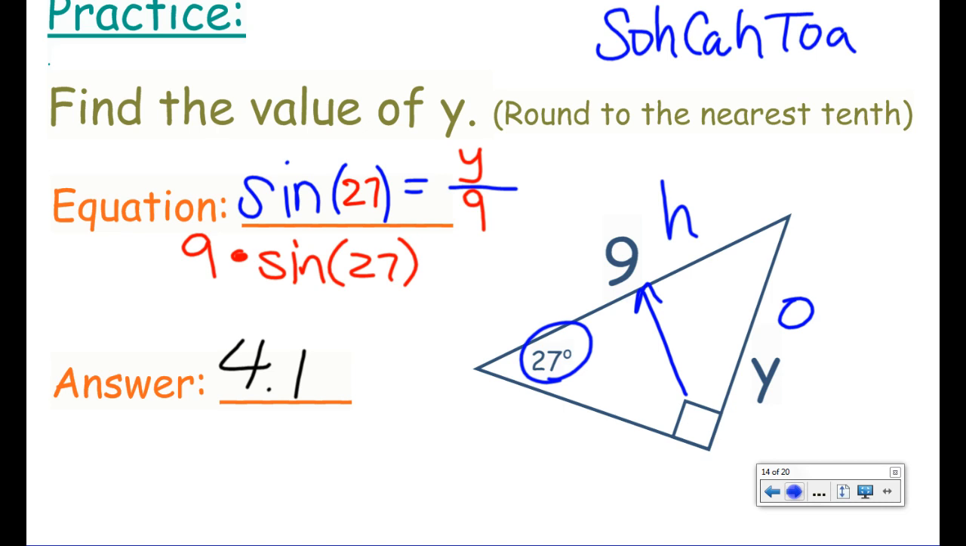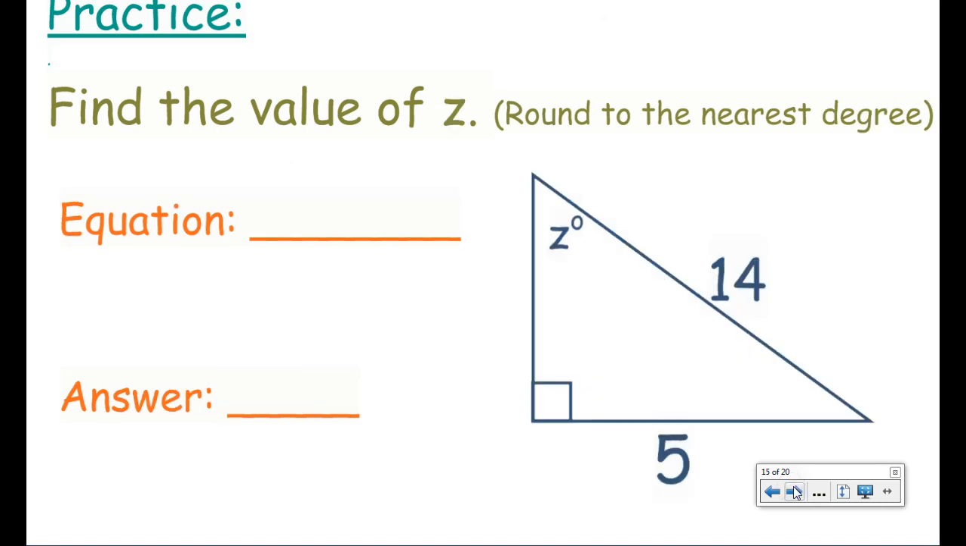Ask me a question. Can we do the next one? Sure. I love that question. Okay, decide what it is. Your sine, cosine, or tangent. Here's the angle. 14 is the hypotenuse, and 5 is the opposite. Good. If you've got an opposite and a hypotenuse, you are sine, automatically sine.